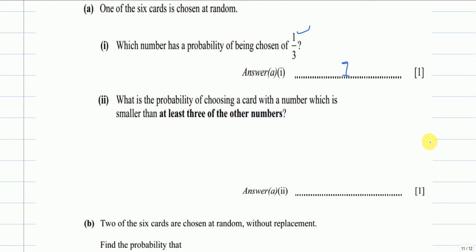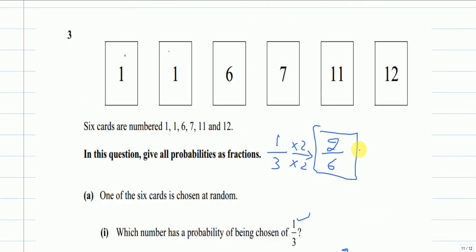What is the probability of choosing a card with a number which is smaller than at least 3 of the other numbers? Smaller than at least 3 of the other numbers. 12 is not smaller than any. 11 is smaller than just 1. 7 is smaller than 2 numbers. 6 is smaller than at least 3 numbers. Yes, so I have 6.